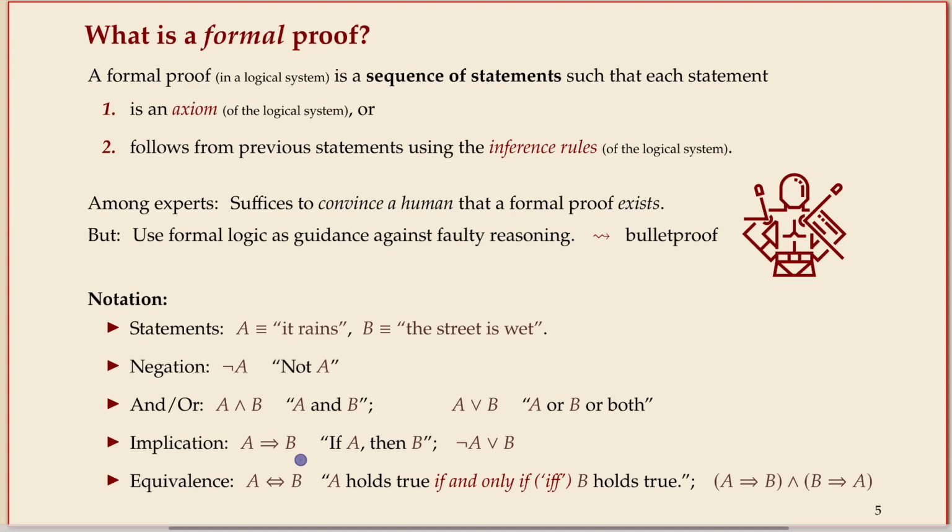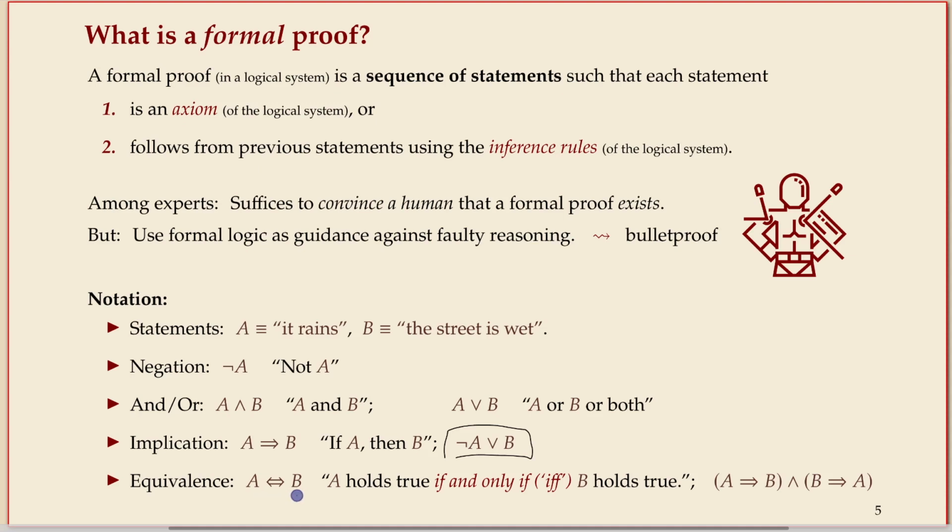Then the more interesting cases are implications and equivalence. If I write A implies B with this arrow, you should read it in English as if A, then B. But really, it's formally equivalent to this. And that's an important distinction that I'll come back to, but I have a question for you to try that. So just to plug in, the statement then would be, if it rains, then the street is wet.